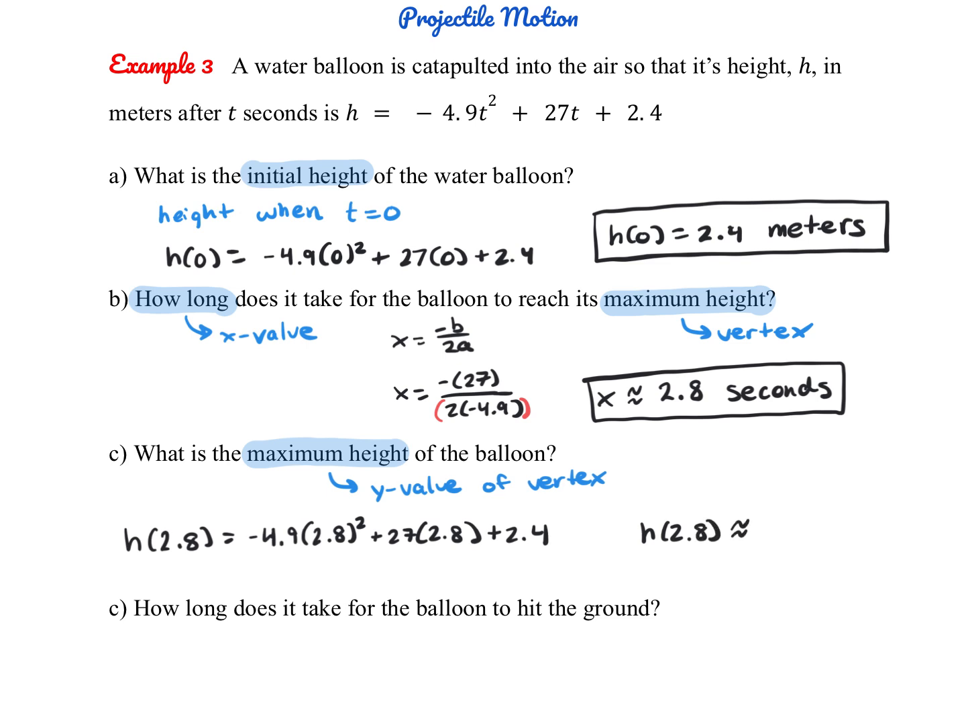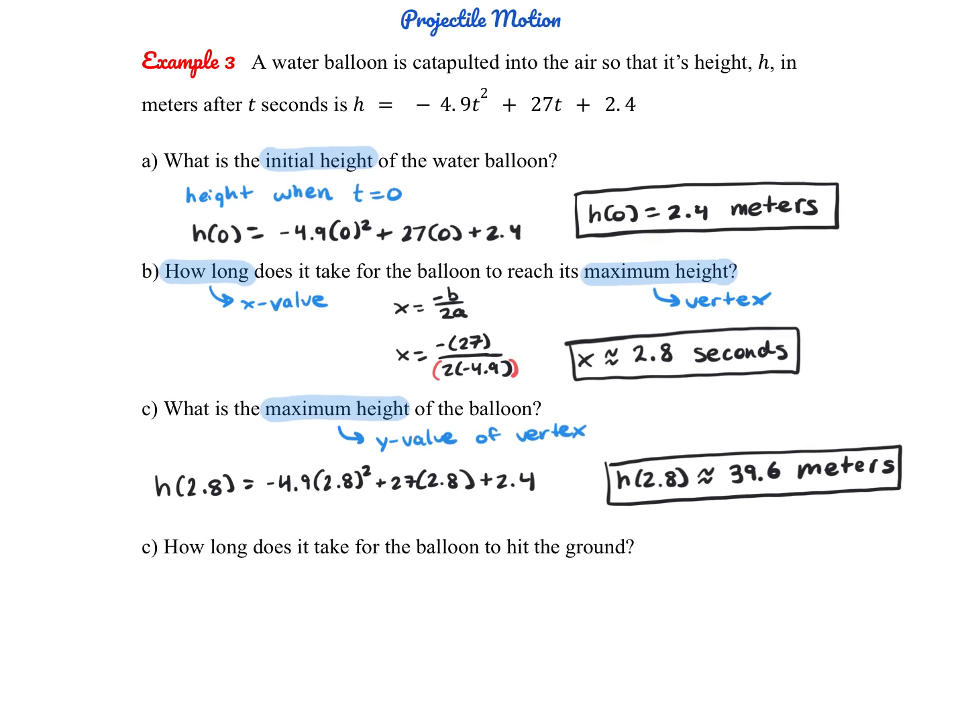We get 39.584, so that would be 39.6, and make sure we include our units of meters. So again, you will see the word maximum or minimum a lot with these types of problems, so that should scream vertex to you. When you see those words, it's some part of the vertex, so either the x or the y value.